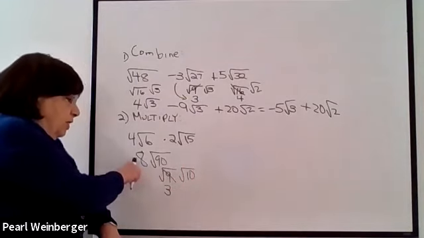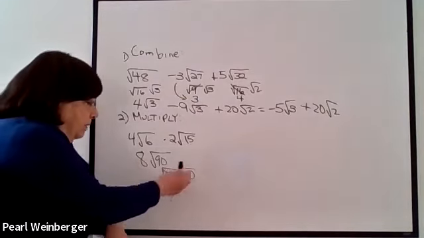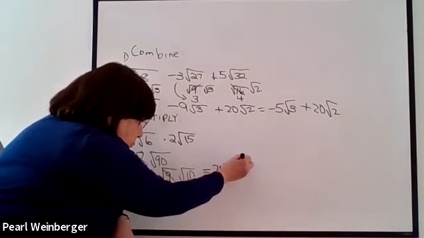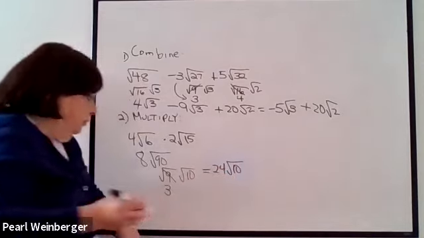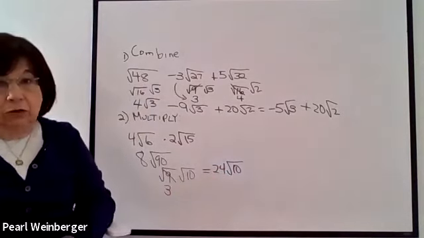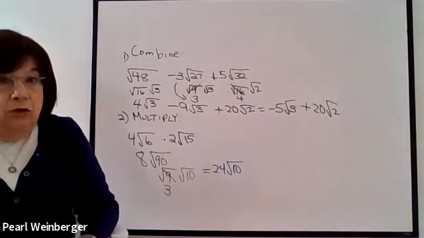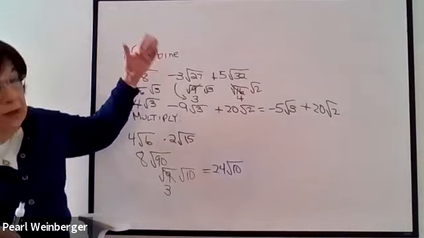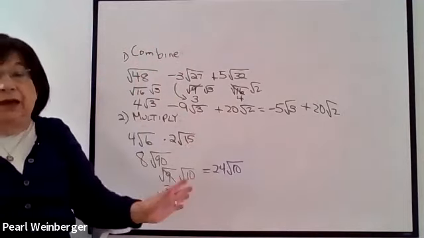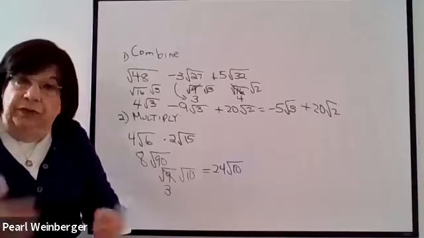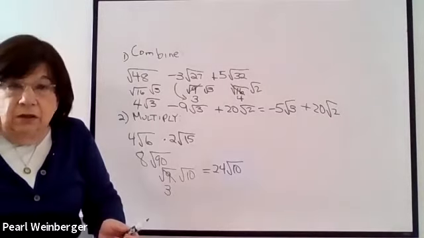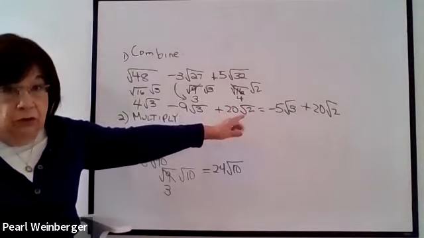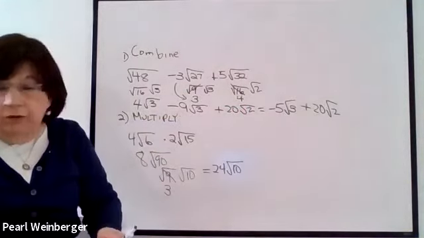So now I take the 8 that's on the outside and multiply it by the 3, which gives me 24 square root of 10. And that would be your answer in simplest form. Again, they usually want your answers in simple form. Sometimes they don't even say combine or multiply or add or subtract. They just say simplify, and they want you to simplify everything and get things as combined as possible. Again, sometimes you get more than one term because you don't have like radicals.